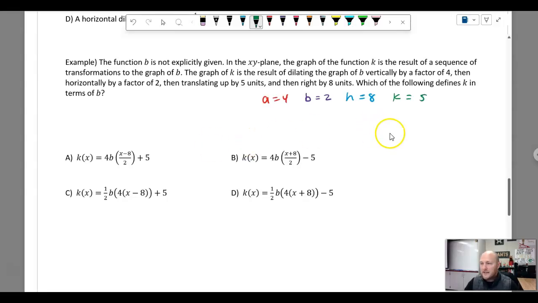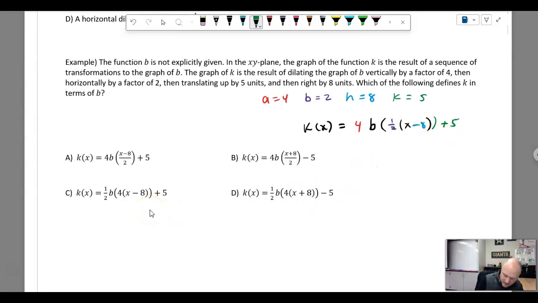So what I'm looking for now is k is going to be equal to 4 times this function b of, and it looks like my b factor is 2, so I expect to see a 1/2, and then my h value is going to be x minus 8, remember, it's always the opposite, and then k is 5, so plus 5. Okay, so do we have these anywhere? What do we got?